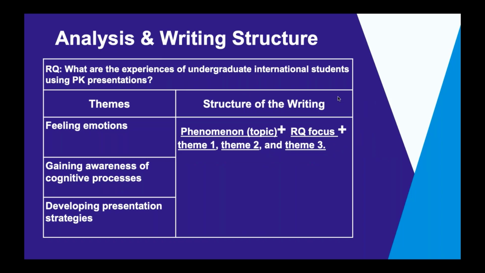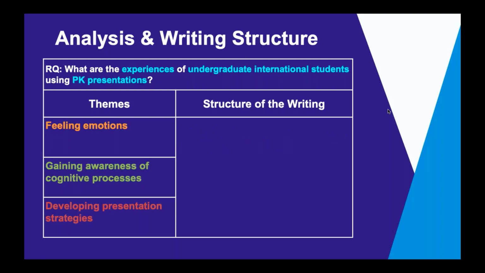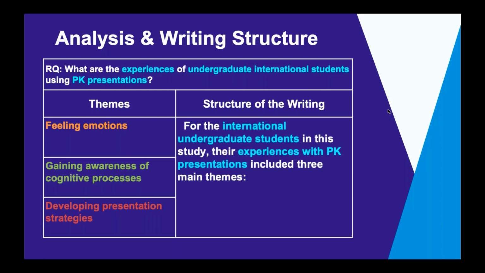So let's see what this structure will look like, and it is definitely a formula. We have the phenomenon, which is the topic, the research question focus, plus the themes 1, 2, and 3. If I have 5 themes, then it would be all 5 themes. Let's see what that looks like in writing once I give it another go. This time, I color-coded to make sure that I have everything that I need. In the first part of this sentence, I have, for the international undergraduate students in this study, their experiences with PK presentations included 3 main themes.